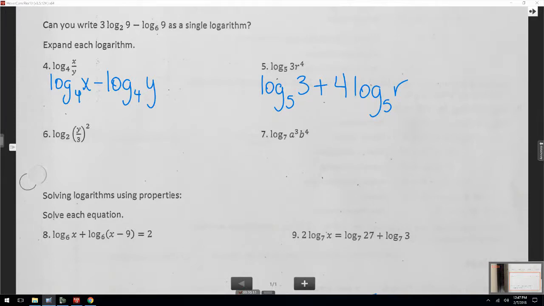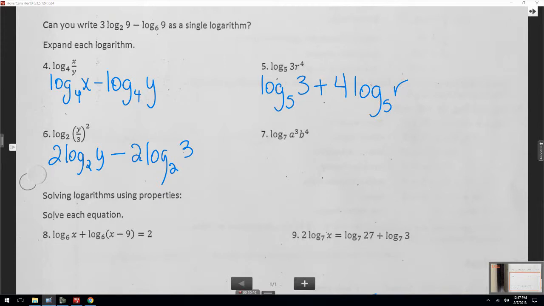All right, what about 6? 6 has parentheses, right? So both of them have what exponent? 2, but I'm dividing them. So how do you split dividing into 2? Subtraction. There you go. So you can have a 2 log base 2 of y, minus, both have the 2, 2 log base 2 of 3. There you go. Very good. Well, I know what it is, I'm just saying it wrong. It's fine. As long as you write it down right, it's fine.